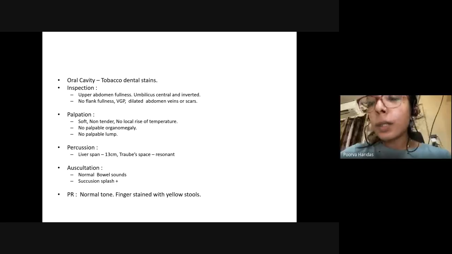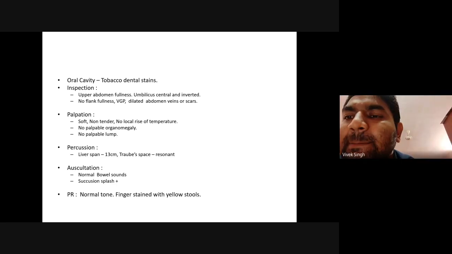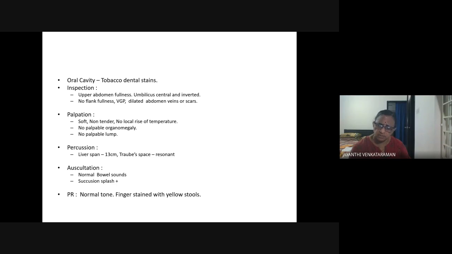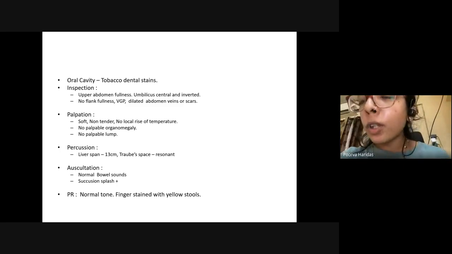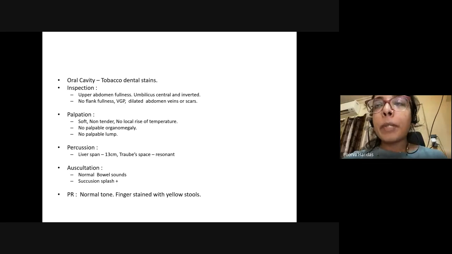Yes, there was no free fluid. What precautions will you take when you elicit a succussion splash? Ma'am, first we have to explain the procedure to the patient, what we are going to be doing. The patient should be in a supine position.